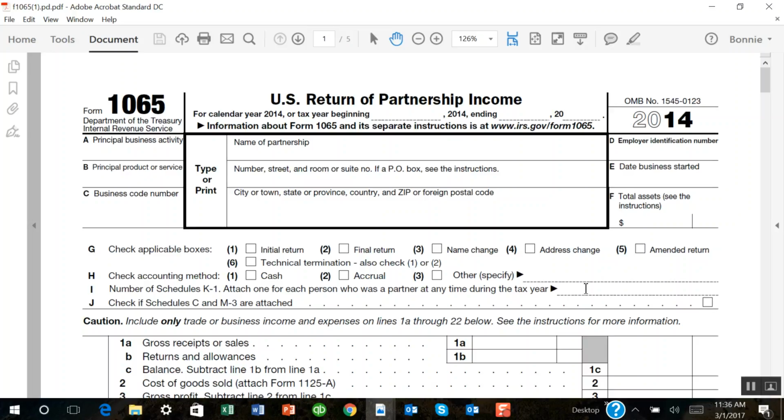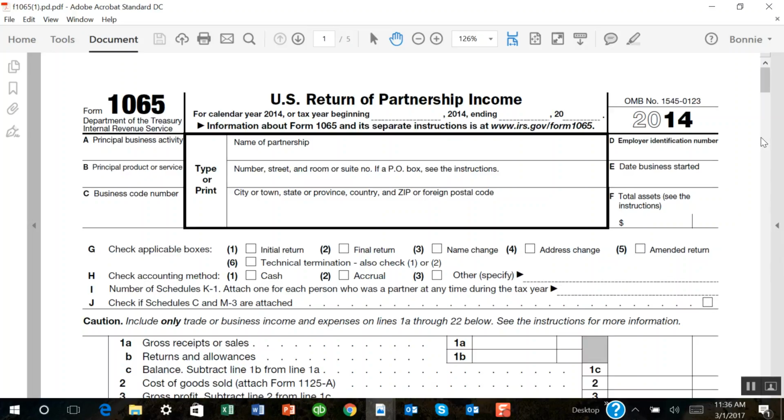Now, you could end up having 3 partners at the end of the year, but maybe you had 4 during the year. Now, how would that happen? Maybe you had 4 during the year but only 3 at the end of the year because one of the partners terminated its interest in some way. It either sold its interest to somebody else or it liquidated its interest. And so you could have a number of K-1s, even though at the end of the year you really only have 3 partners, but you're supposed to list here how many K-1s are actually attached, okay?